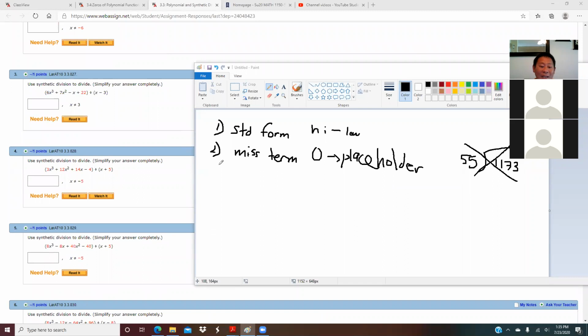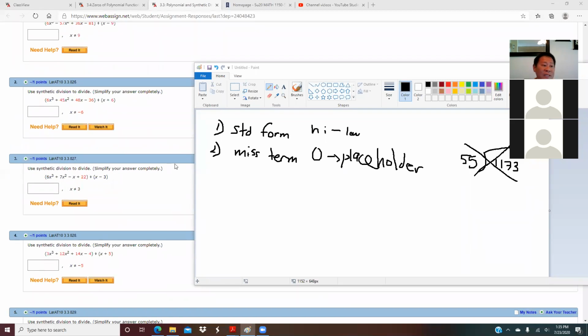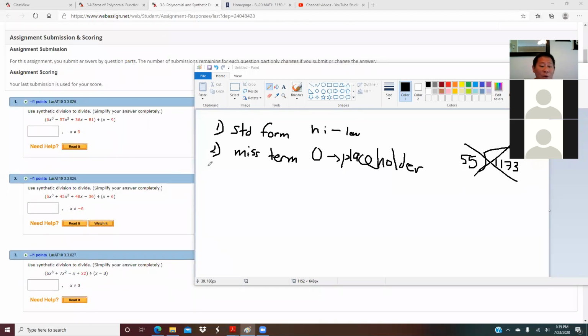And then the next thing is I'll teach you how to do synthetic division now. So let's start with question 1. This is the most important thing. Very basic and very important. And if you don't know how to do this, say goodbye to 1/3 of your test, because 1/3 of the test is all based on this synthetic division.